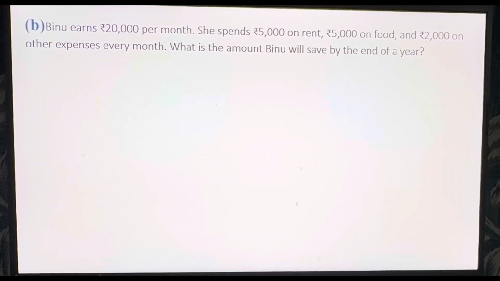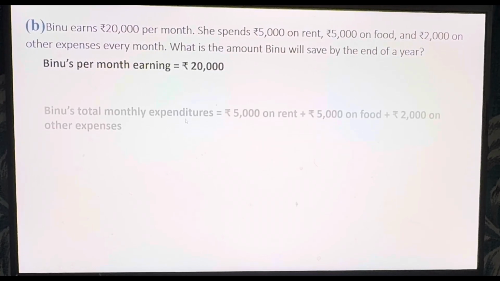Now question B, 1B. Binu earns rupees 20,000 per month, and she spends rupees 5,000 on rent, 5,000 on food, and 2,000 on other expenses every month. What is the amount Binu will save by the end of the year? So let us see. Binu's per month earning is 20,000. First we write down the facts.